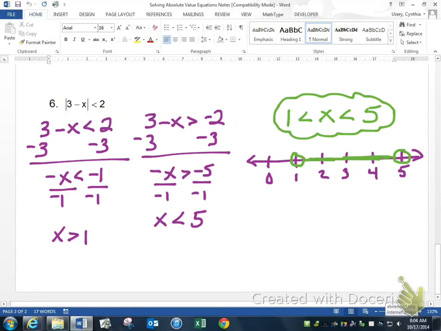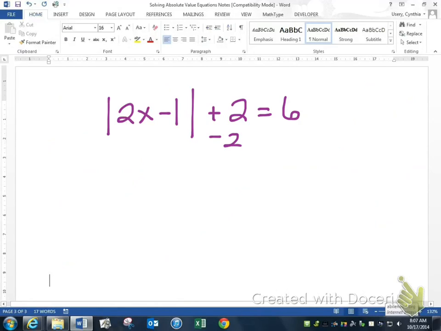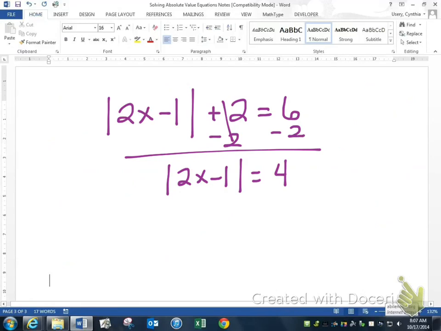Okay. One other thing I want to talk to you about that's not on these notes. If you have something like this, before you can start to solve this, you have to get that absolute value symbol all by itself. So the first step would be get rid of everything that's not inside the absolute value symbol. So you would subtract 2 before you even begin. And then you would get absolute value of 2x minus 1 equals 4. And then you would do your two equations. You have to have that absolute value symbol by itself.